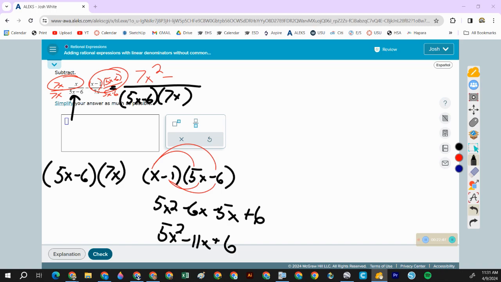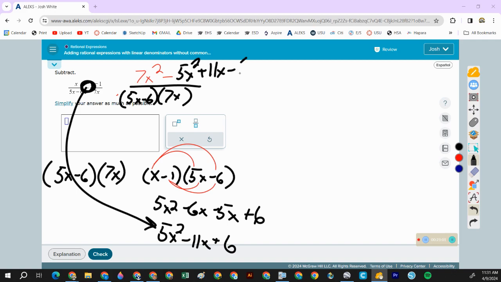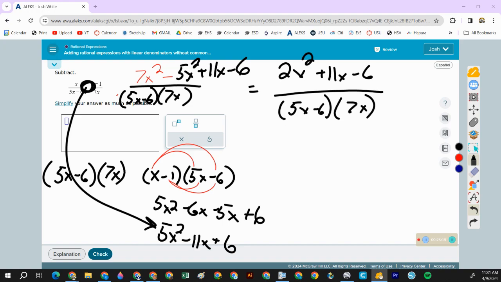However, in the middle we have a subtraction. So we need to subtract all of those. So negative 5x squared plus 11x minus 6. Okay, we're going to simplify that down. So 2x squared plus 11x minus 6 over 5x minus 6 and 7x. Okay, but I need to check, does this factor?